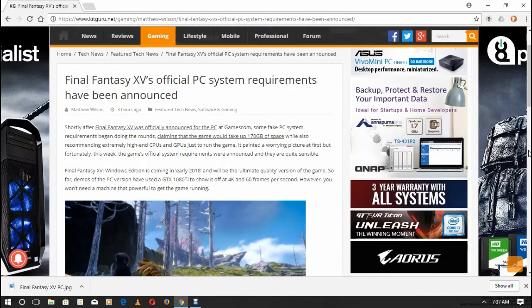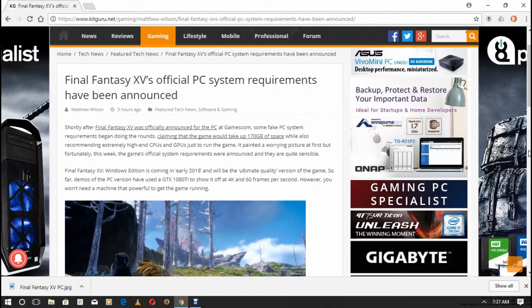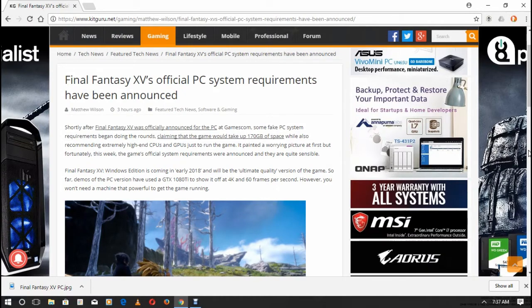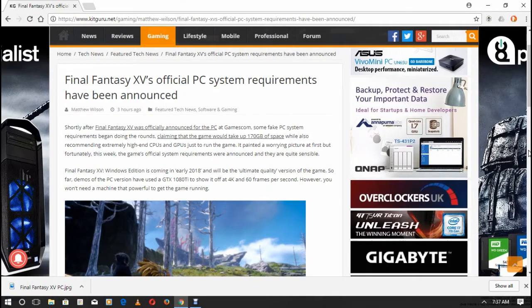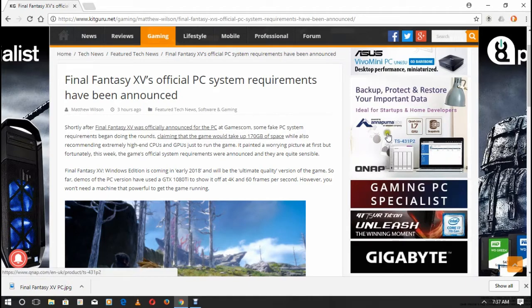Today we're going to be going over some exciting news for all of us PC gamers, and that's some exciting news for the world of Final Fantasy 15. You see, shortly after Final Fantasy 15 was announced for the PC at Gamescom, there's been a lot of fake news out there claiming that the game would take 170 gigabytes of space. Not true. Fake news. Now, there have been a lot of rumors about what kind of specs the PC was going to get, and today we have the definitive answer of what we are going to get.